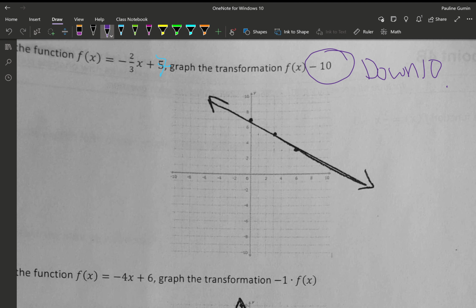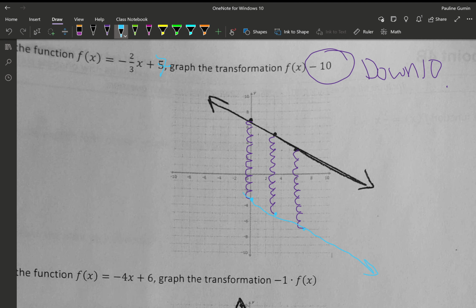Okay, let's do this. Down 10. 1, 2, 3, 4, 5, 6, 7, 8, 9, 10. New dot. 1, 2, 3, 4, 5, 6, 7, 8, 9, 10. New dot. And one more for good measure. 1, 2, 3, 4, 5, 6, 7, 8, 9, 10. Dot. Of course, you use a straight edge.